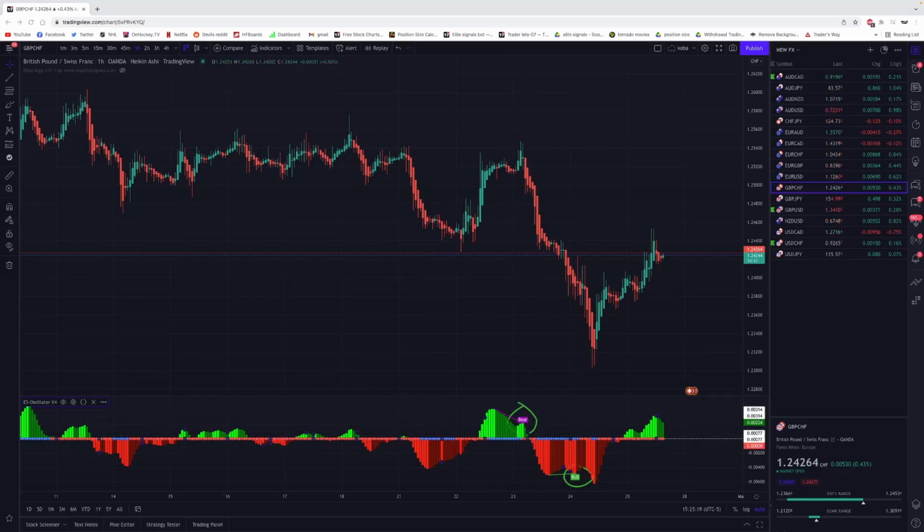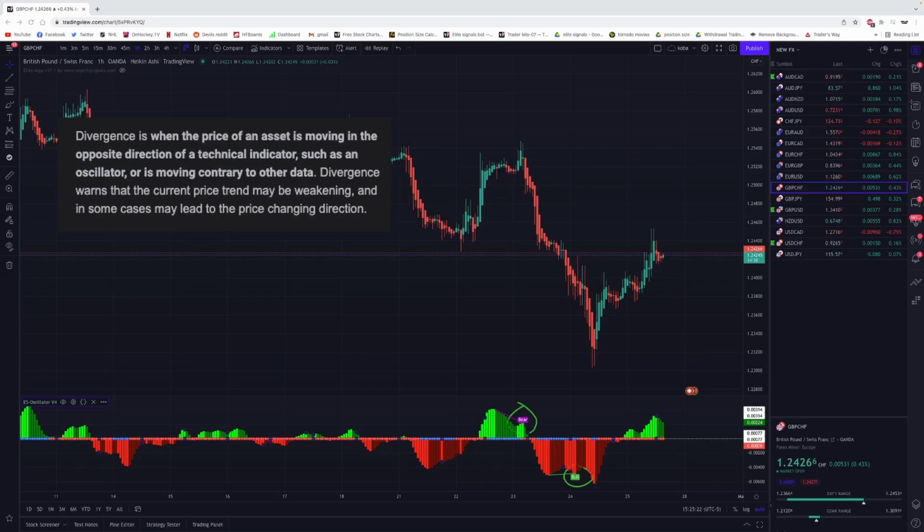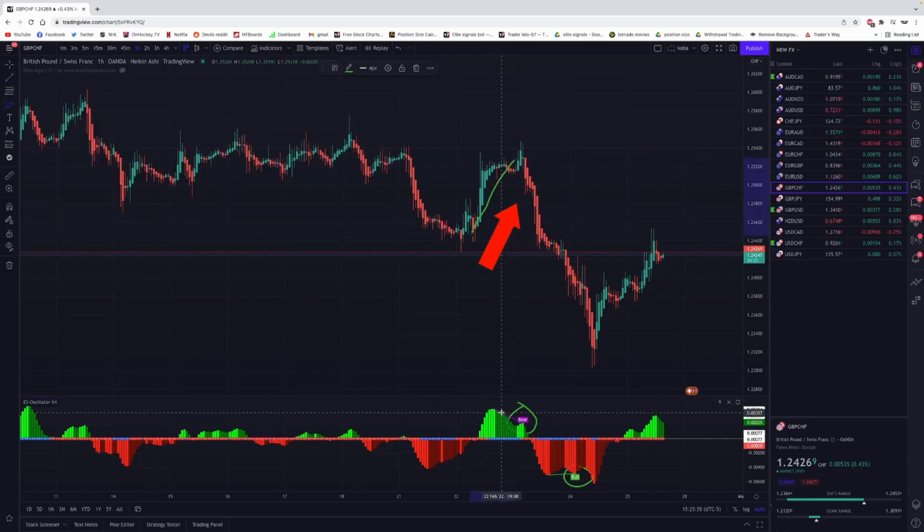Now, for those of you who don't know what a divergence signal is, divergence is when the price of an asset is moving in the opposite direction of a technical indicator. What does that mean? Over here we can see that the price was going upwards, while this technical indicator is going downwards. That basically means that something doesn't add up here and we are due for a correction. What ended up happening? We got a bearish divergence signal, meaning a correction was about to happen very soon. And shortly after that, the price of the British pound versus Swiss franc completely plummeted and started going down.